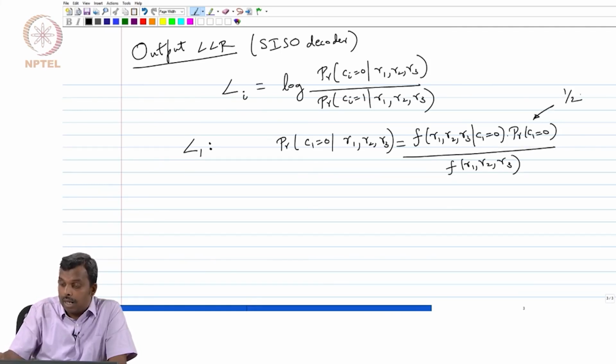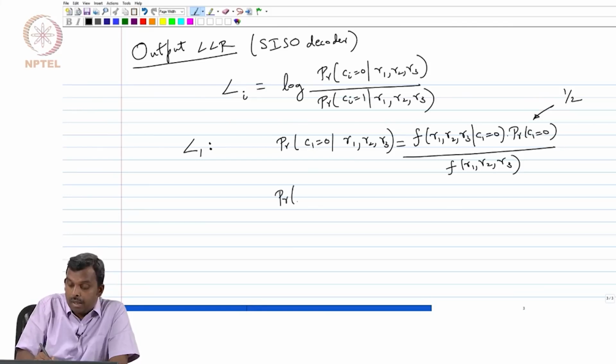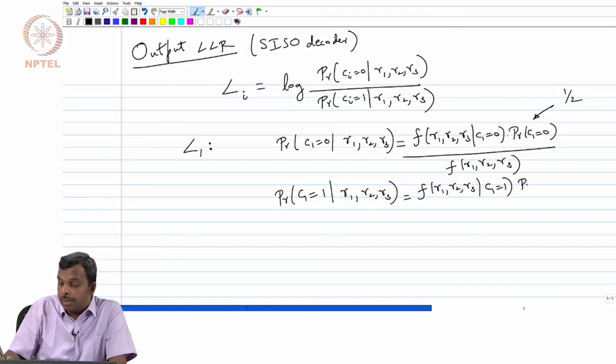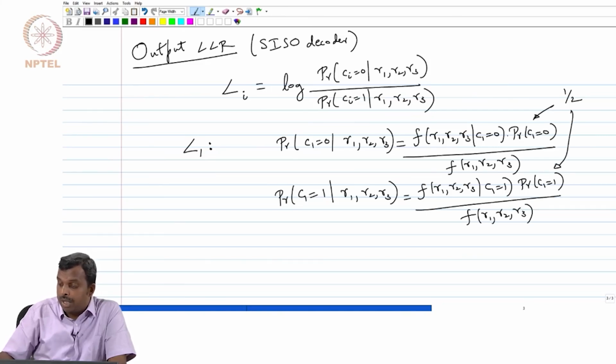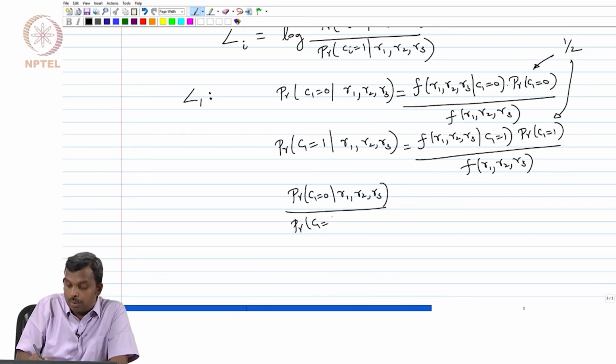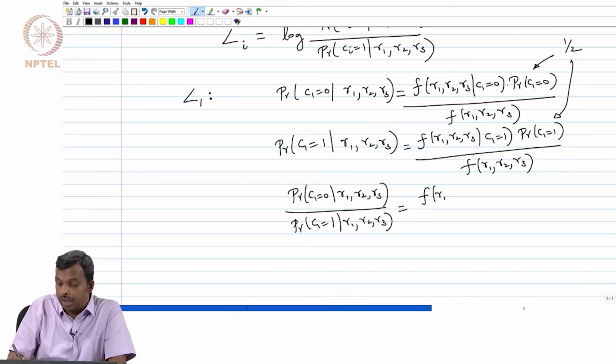So once again this is the 1/2 equal probability assumption. Likewise, you can also write the probability of C1 is 1 given R1, R2, R3. This will be f of R1, R2, R3 given C1 is 1 times the probability of C1 is 1, divided by f of R1, R2, R3. For the repetition code this is a fairly simple computation. If you take the ratio, you get the probability of C1 equals 0 given R1, R2, R3 divided by the probability of C1 is 1 given R1, R2, R3, which is simply the likelihood ratio.